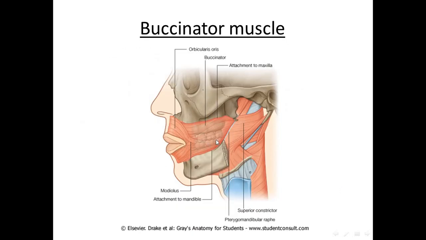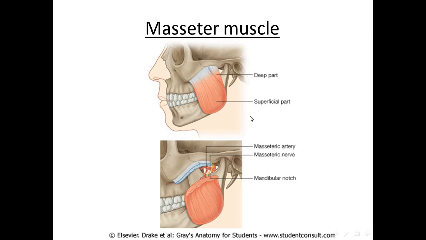This is the buccinator muscle. And here we see the masseter. The masseter originates from the zygomatic arch and inserts into the mandibular angle. It has two parts, the superficial part and the deep part. And it's supplied by the masseteric artery and masseteric nerve.